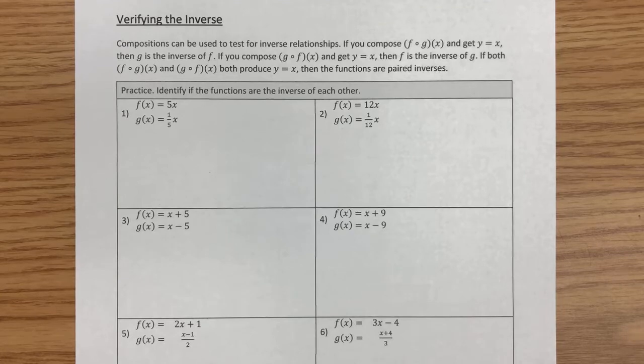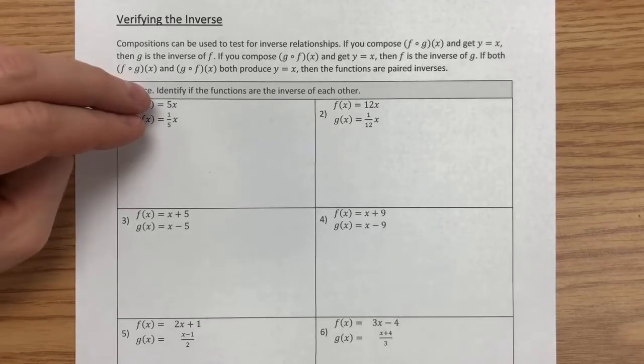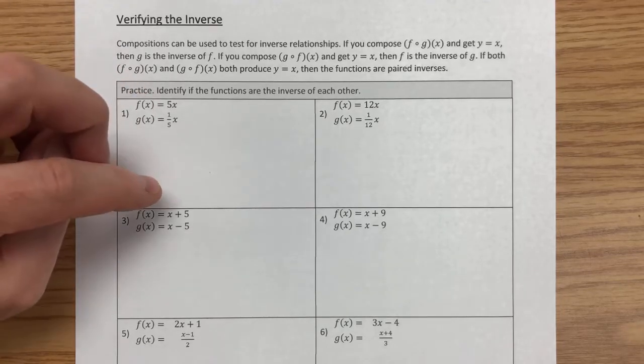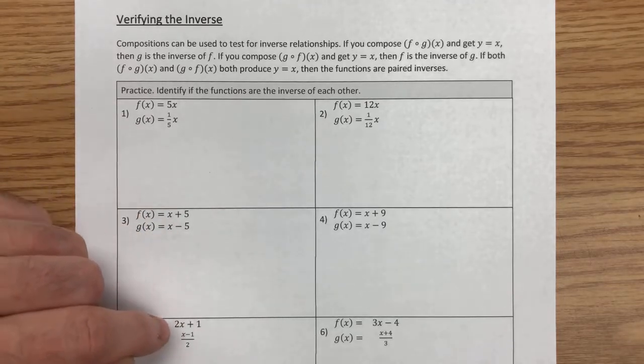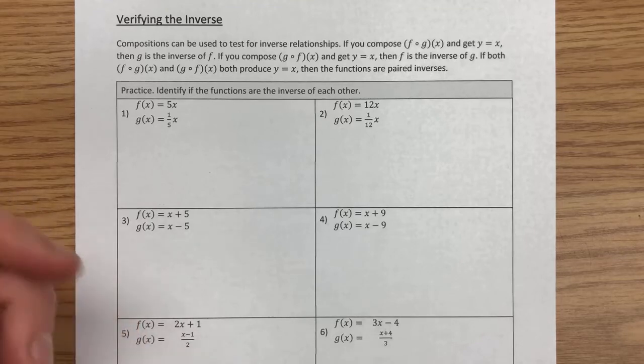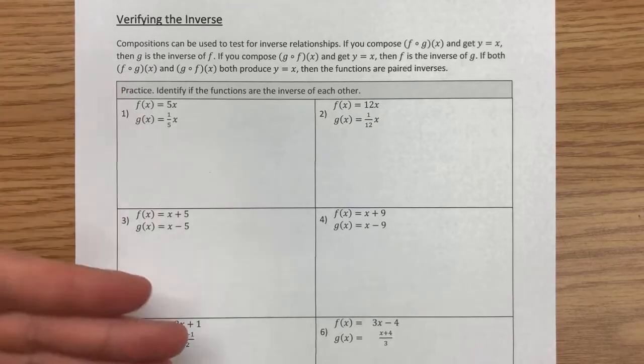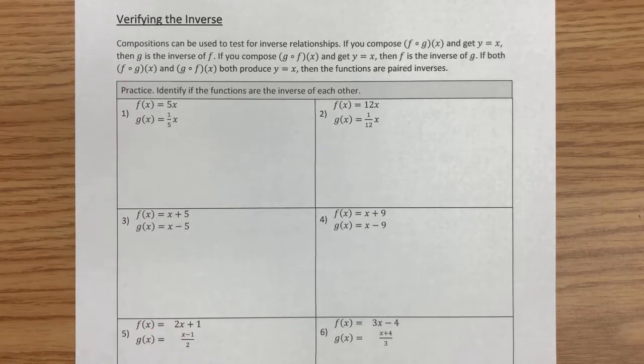Some functions, when we look at them, I see times 5, divide by 5. I see add 5, subtract 5. I see plus 1, times 2. I see minus 1, divide by 2. Some can be the inverse, and they might explicitly look like it and be. Some might explicitly look like it and are not. So the only real way to tell is we have to compose the two functions.